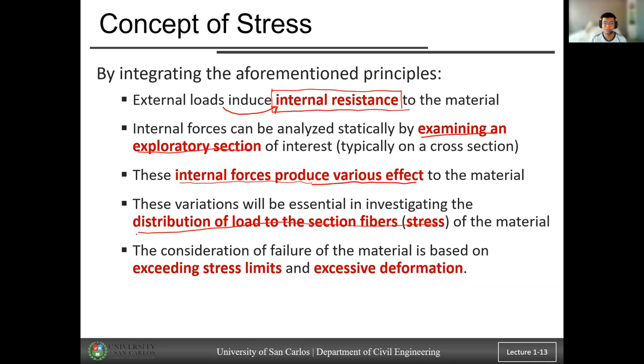The section fibers, again, come from the exploratory section. And lastly, we need to consider also the exceeding stress limits and excessive deformation of the material. Probably this last statement will be understood once we go to the examples, because for example, you have different loads being applied to the material. The material has a capacity to hold a certain amount of stress or force. So if we exceed the stress limit, it will reach failure at some point. Also excessive deformation: if you get near the limit, there's deformation happening in the material.